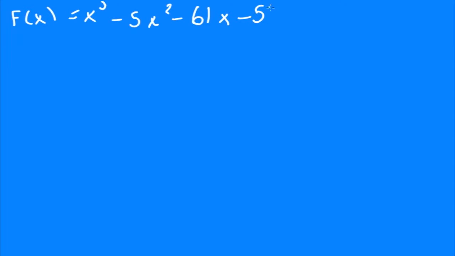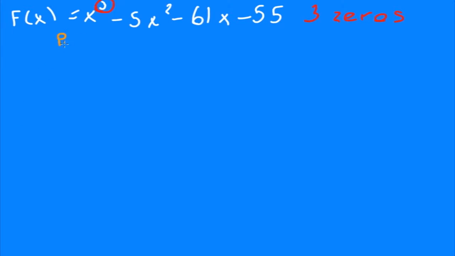So, we are asked to find the real zeros of a polynomial function. Okay, let's find them. We have f of x equals x cubed minus 5x squared minus 61x minus 55. First thing, how many zeros can we have? We can only have 3 zeros, right? Because our degree is 3. So 3 zeros.